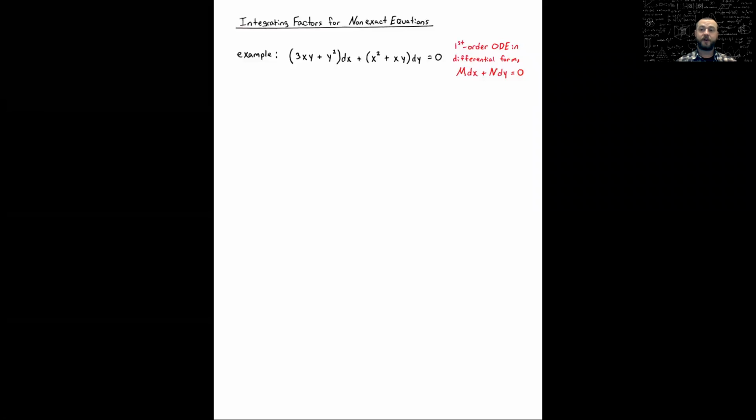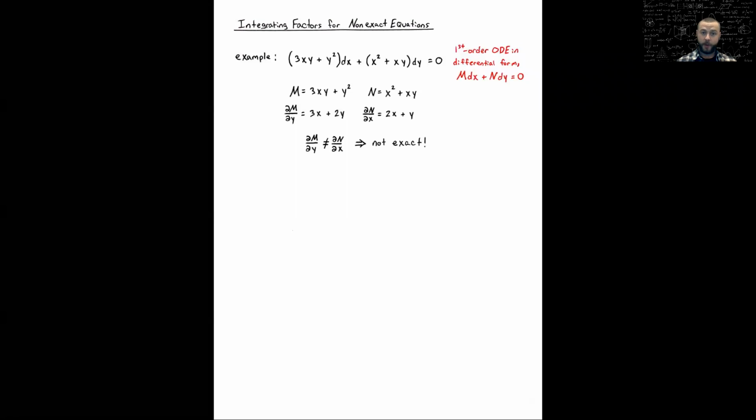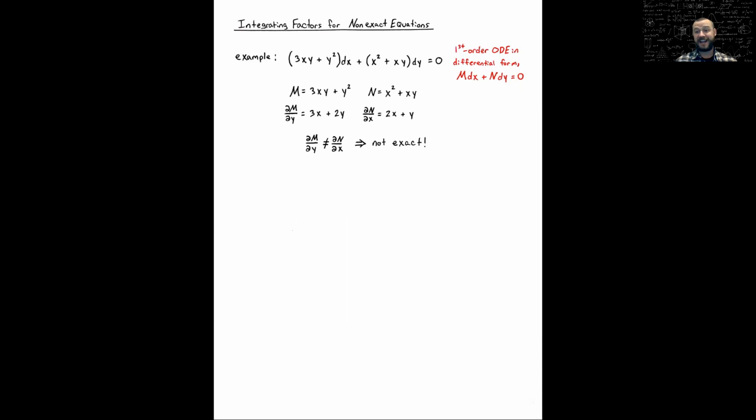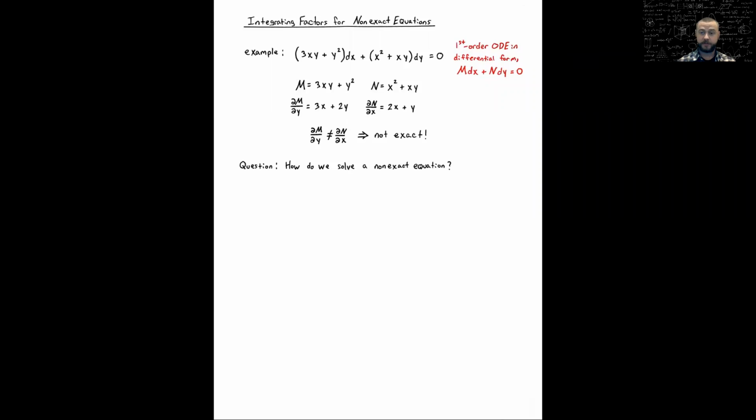All right, at the end of our last lecture on exact equations, we were presented with this example. And we went through a procedure to solve exact equations. And when we came across this one, what we noticed is it is not exact. So we're left with this question, which we will answer. How do we solve non-exact equations? They are solvable, but they require something else.